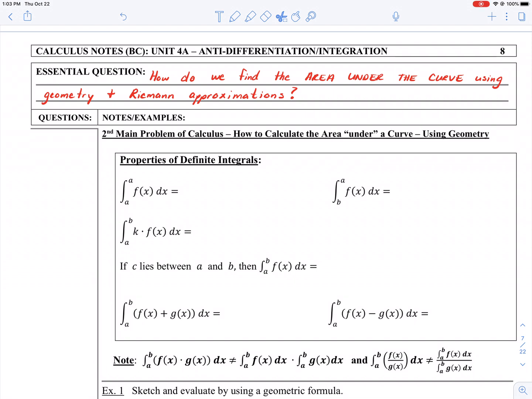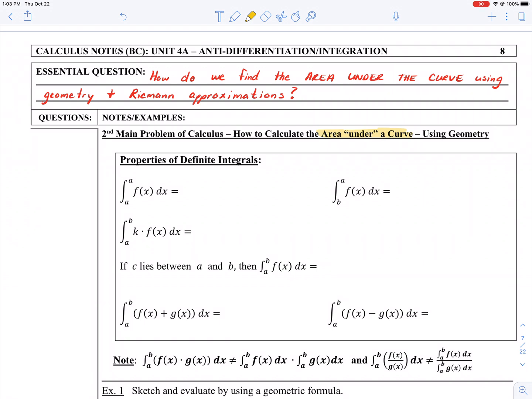What integration does, and this is the second main problem of calculus, is how do I calculate area under a curve? Okay, this is a significant concept that you have not dealt with before. Up to this point, we've done a lot of geometry, right? You took an entire year of geometry, but you haven't really talked about how do you find area under a curve.